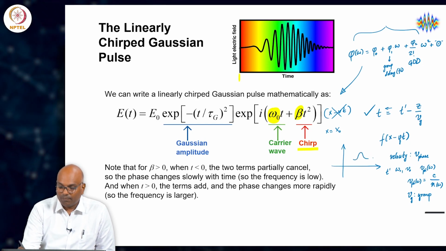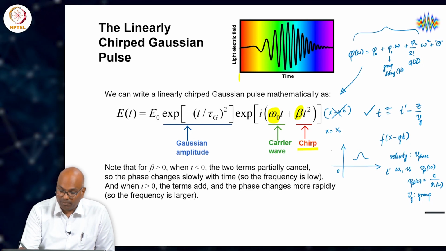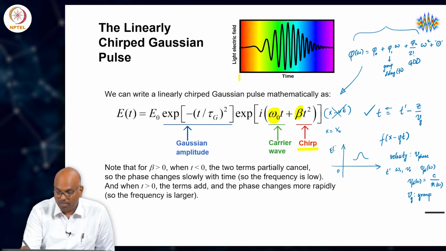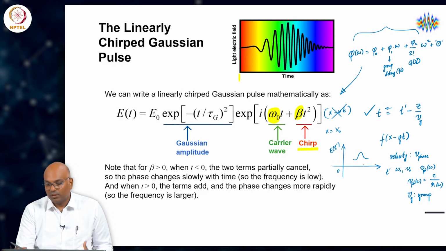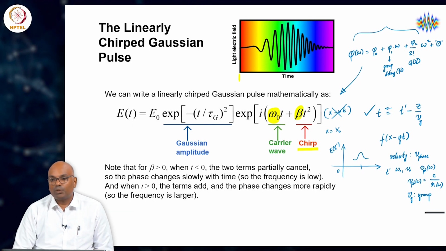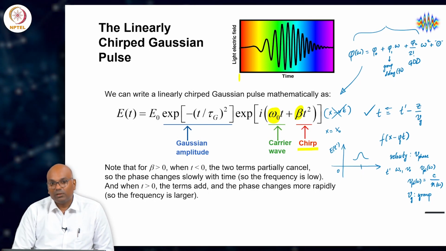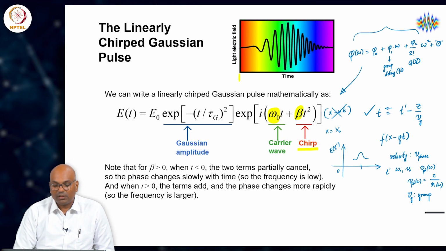So, in the t prime frame, the 0 of the time axis is somewhere, and we captured a snapshot of the pulse at some instant, and that is described by the equation which is written here.